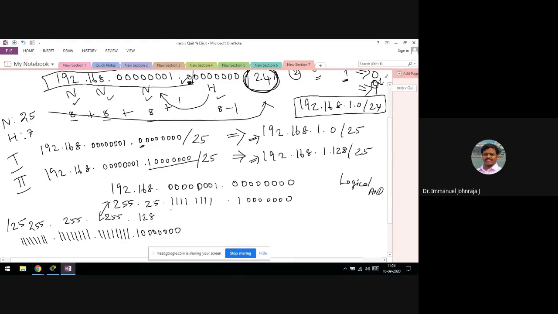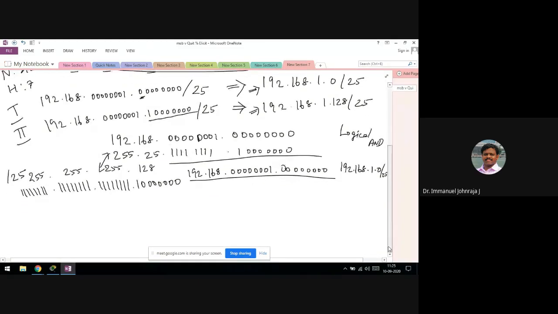Right. So what will be the answer if I go for logical AND? It will become 192.168 dot. If you go for logical AND with 1 0 it is going to be 0, and you will end up getting this. And here 1 0 0, all others are 0, so no problem for me. It's going to be 0. So what is the network address I got? 192.168.10.0/25.